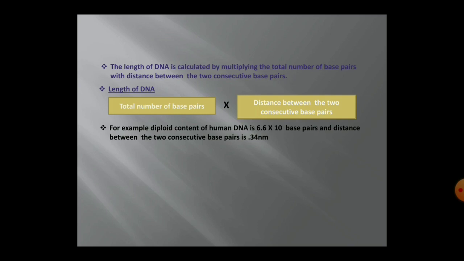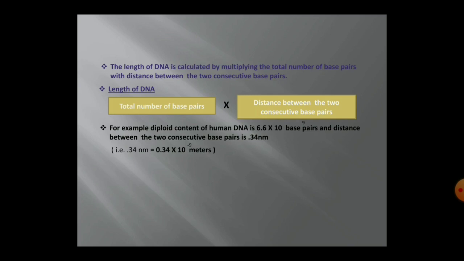And the total number of base pairs present in case of diploid content of human DNA is about 6.6 into 10 raised to 9 base pairs. Let us find the length of the human DNA. You already know the formula: total number of base pairs is multiplied with the distance between two base pairs. And one more thing you remember, it's very easy to convert a nanometer into meter. If it is multiplied with 10 raised to minus 9, the nanometer is converted into meter. A nanometer is 1 billionth of a meter.